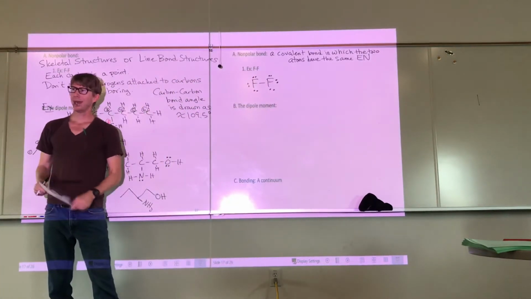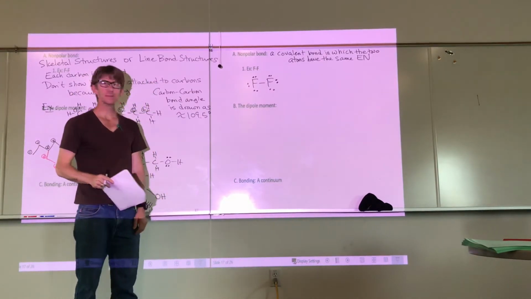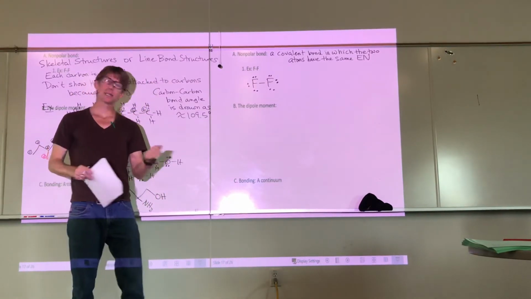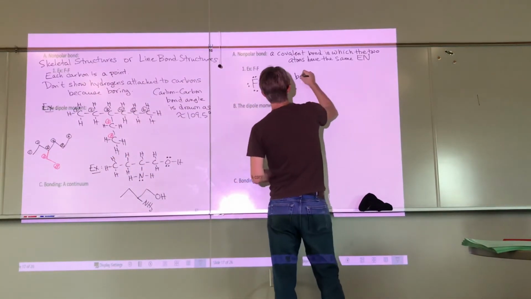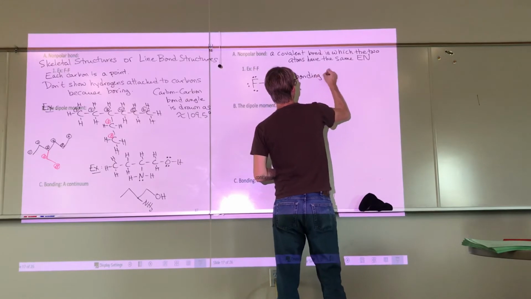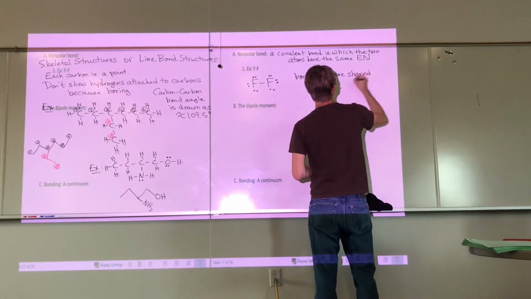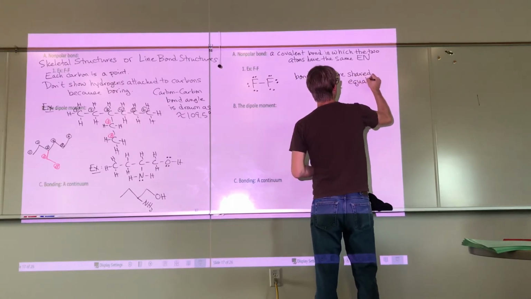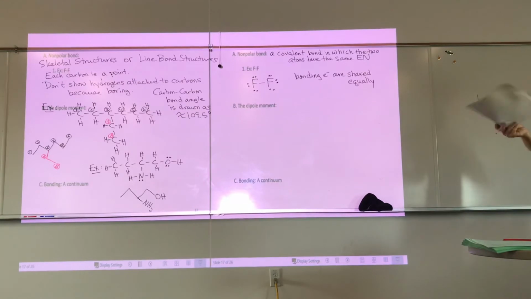In nonpolar bonds, the bonding electrons are shared equally. And so for a nonpolar bond, there's no partial positive or partial negative to draw because they're equal.